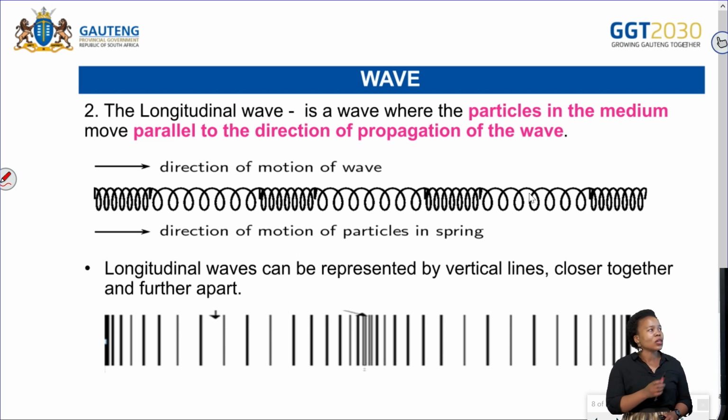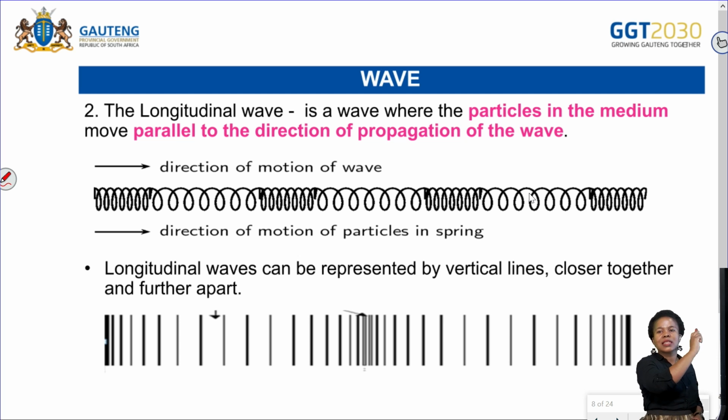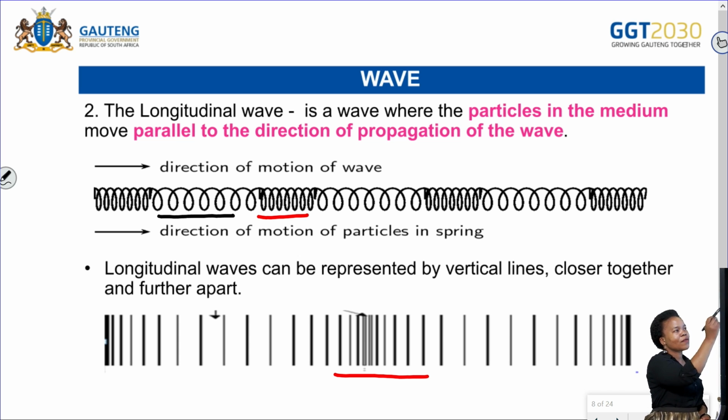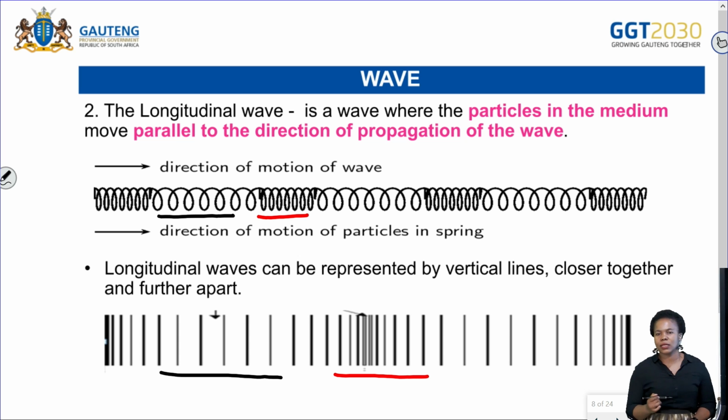So here's a string. String is propagating in this direction. The particles of the string are also moving in that direction. Hence we say the propagation of the wave and the particles of the medium move parallel to one another. So how can we best draw this longitudinal wave? We use lines. Where the particles are closer to each other, we put lines that are close to each other. And when they are far apart, where your string is far apart, moving the pulse from one position to another, here is far apart, and also here it is far apart.